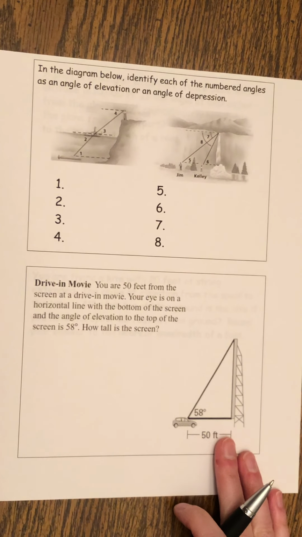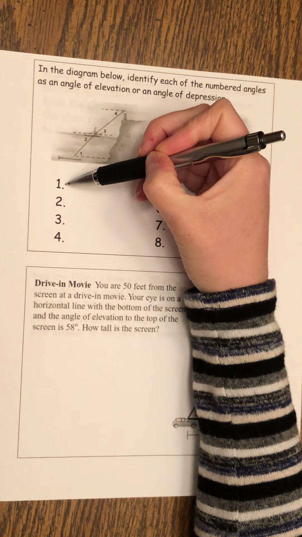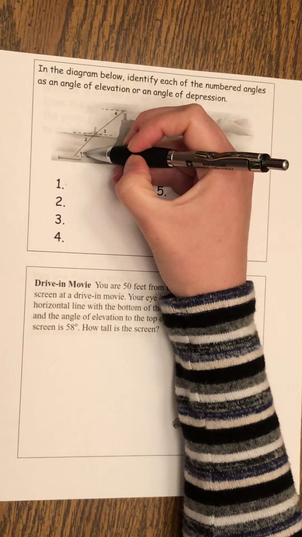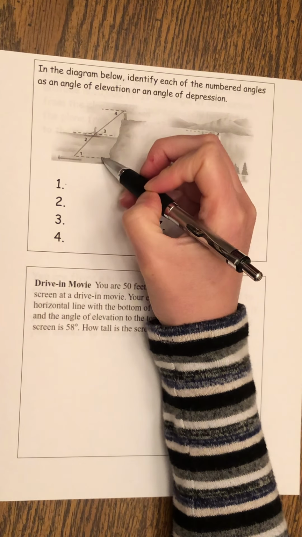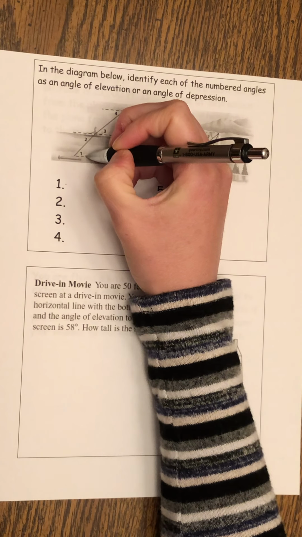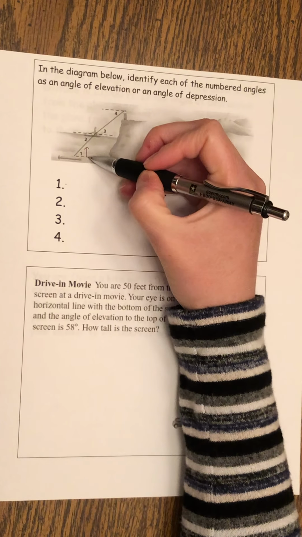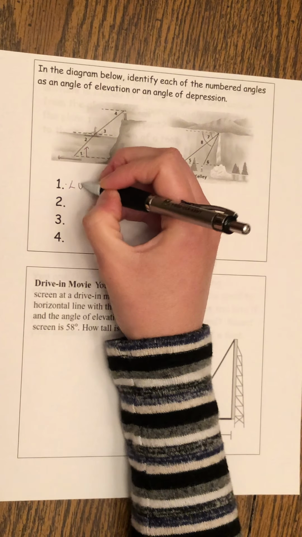So in the next problem, it says, in the diagram below, identify each of the numbered angles as an angle of elevation or as an angle of depression. So we have a couple pictures here and we have numbered angles. So the first angle I want us to figure out is angle 1, which is right here. And angle 1, if we find the diagonal part of the angle and the horizontal line, this is measured up. The diagonal part of the angle is above the horizontal line, and that's where 1 is being labeled.